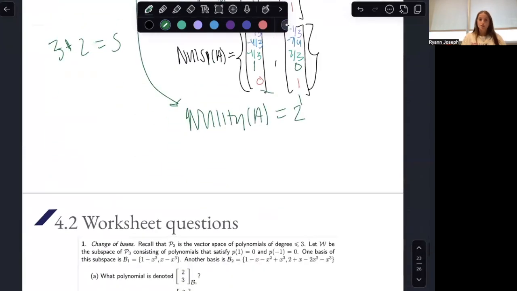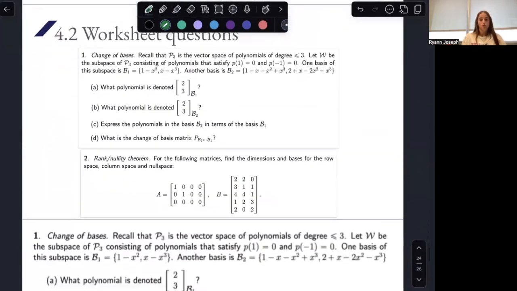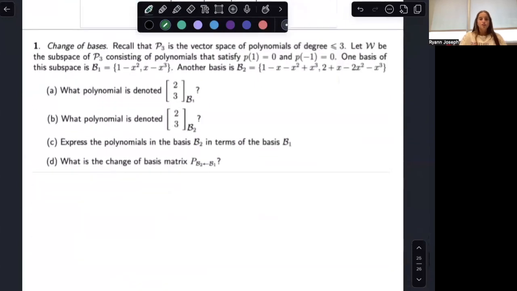Cool. Okay, let's do our worksheet questions and then we'll be done. There are only 2. Change of basis. Another change of basis question. Now we're talking about polynomial spaces, so it's going to be slightly different than the idea of vectors, which will be good practice. Recall that P3 is the vector space of polynomials of degree up to or equal to 3. We've talked about this before.